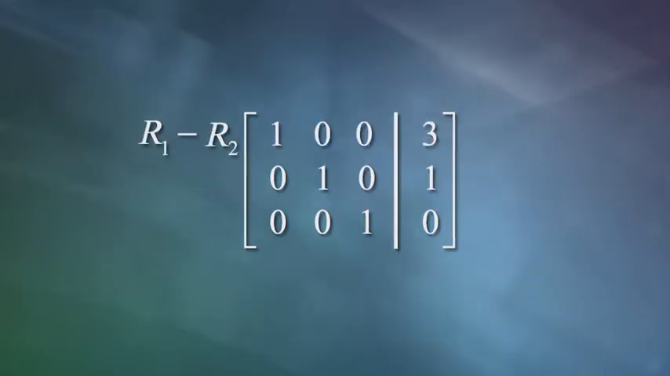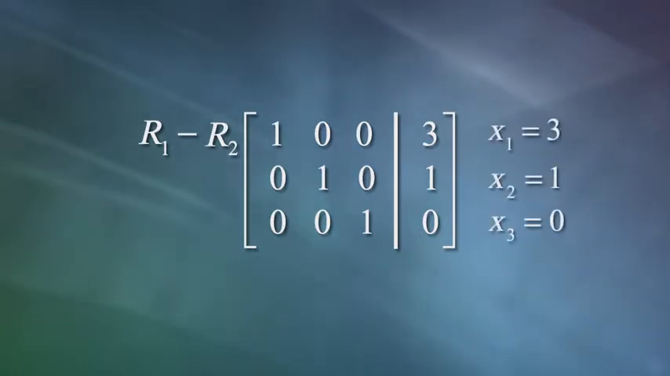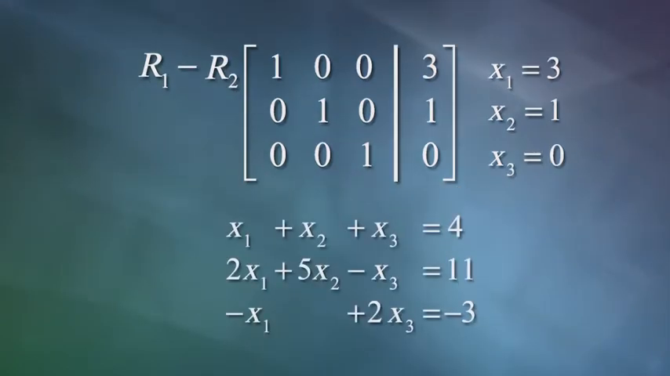Finally, we'll do a last step, which shows me the solution to this system, as well as the original system of equations, is x1 equals 3, x2 equals 1, and x3 equals 0. So the vector 3, 1, 0 is a solution. And in fact, we showed it is the only solution to the original system of equations. You can check that it works too.